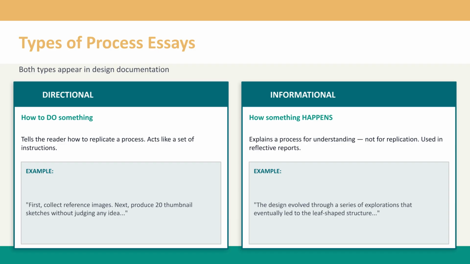Read the example on screen. First, collect reference images. Next, produce 20 thumbnail sketches without judging any idea. You see how it feels like clear instructions? Like you're being shown the path? Now, the second type, the informational process essay.